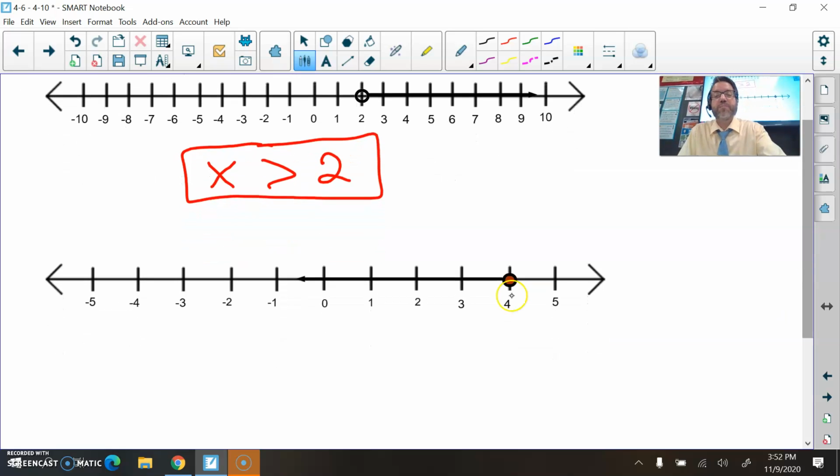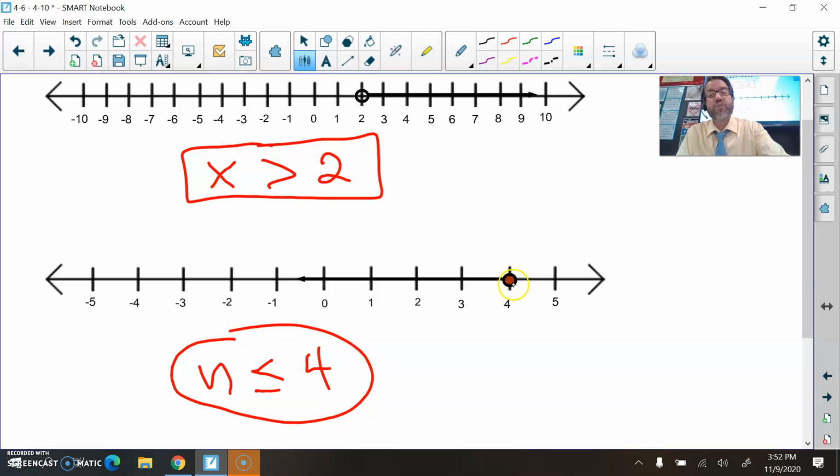Let's do another one. This time my key number is 4, and I have a closed circle. It's filled in, and the arrow is going to the left, which are the less thans. So let's go with n this time for our variable. N, this time it's less than or equal to 4. 4 is included because it's a closed circle, so I have the equal to here, and everything less than 4 is to the left. So there it is.